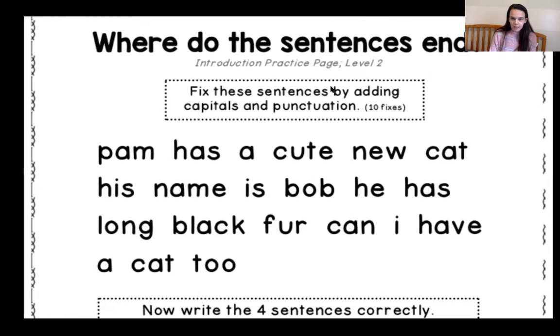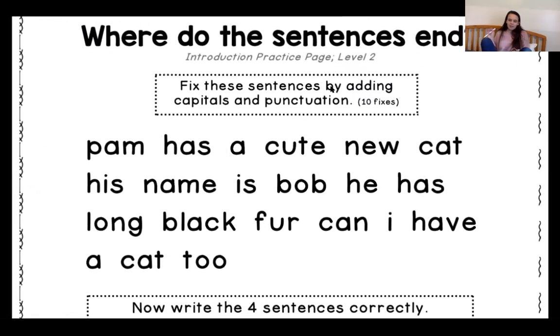I want to look at these sentences here, and I want to fix them. I'm going to do it with you, okay? So for now, I'll write, and then you'll have a chance to do this in your job in a little bit, okay? So excuse me if I'm looking down. My iPad's down here. Okay, here's what it says the way it's written. Pam has a cute new cat. His name is Bob. He has long black fur. Can I have a cat too?